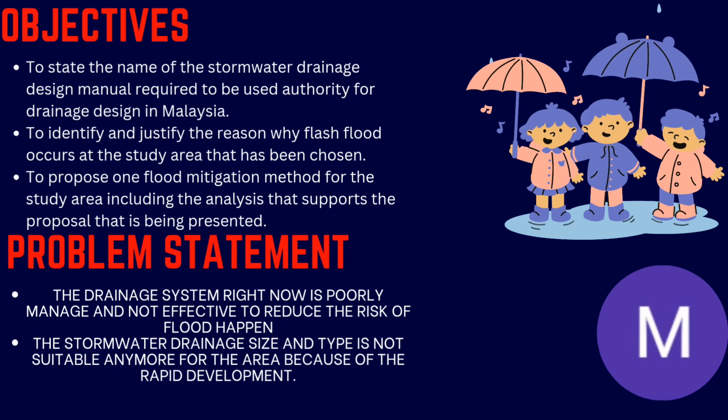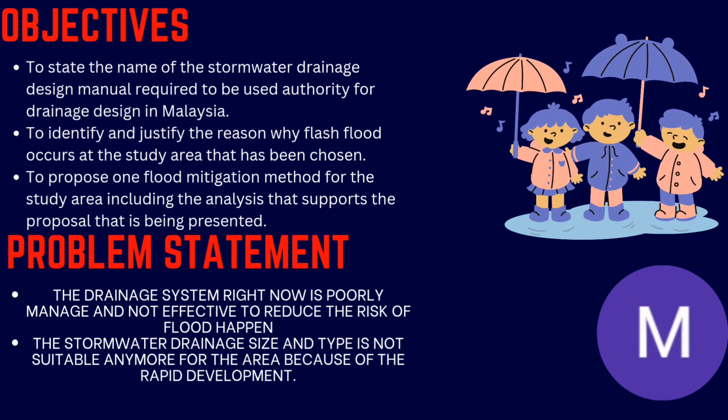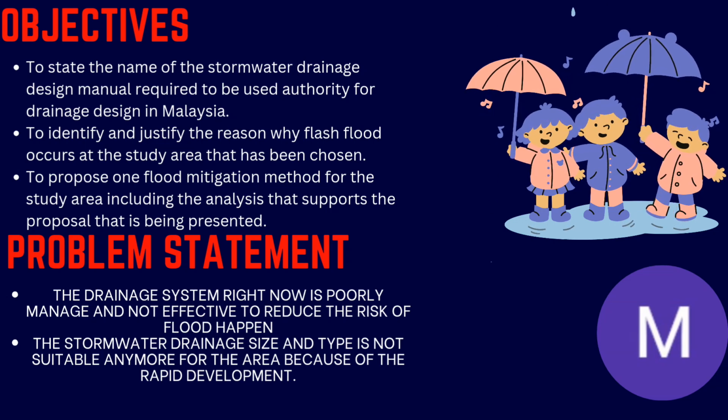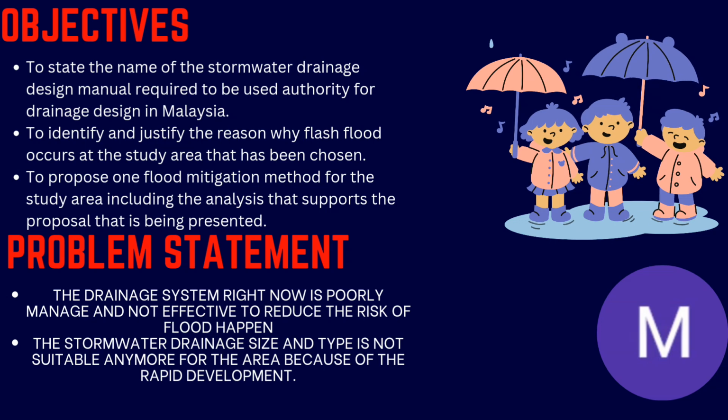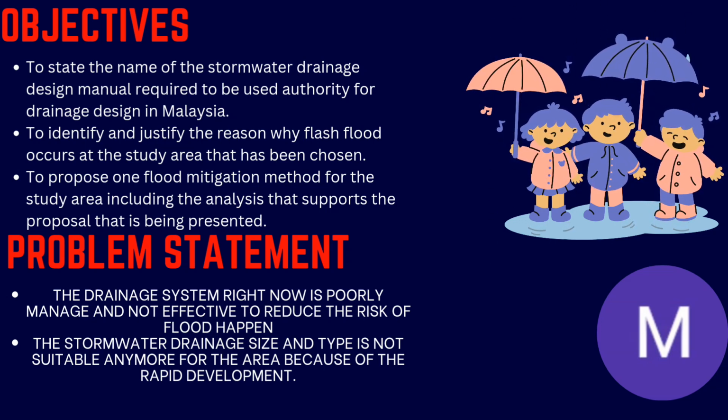For the problem statement, the first one is that the drainage system right now is poorly managed and not effective to reduce the risk of flood. The second problem statement is that the stormwater drainage size and type is not suitable anymore for the area because of the rapid development.